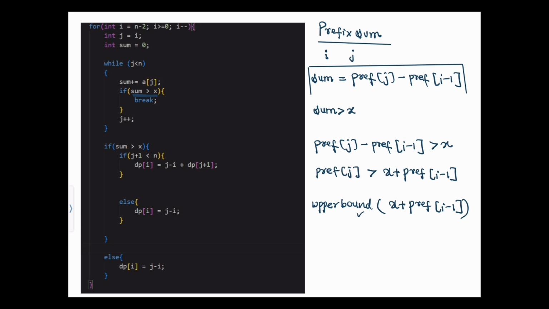And what's the time complexity in calculating the upper bound? It's going to be log n because it works on binary search. So this question is a combination of DP and binary search. Now let's see and implement it in our code.